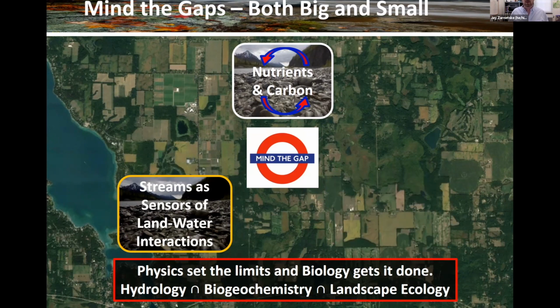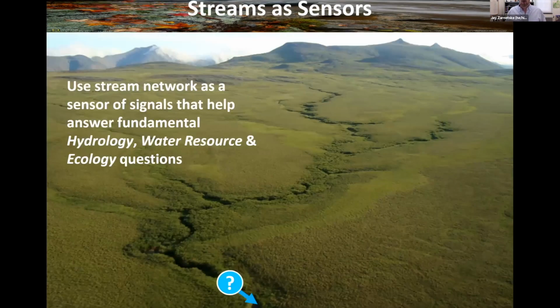So let's start with streams as sensors in the land-water interactions. As many of you know, streams have always been used as sensors to understand landscape processes. We've stood here in the stream channel and made many measurements, looking at how the water is flowing out of this kind of landscape. We use that to understand the hydrology, water resources, and ecological questions.